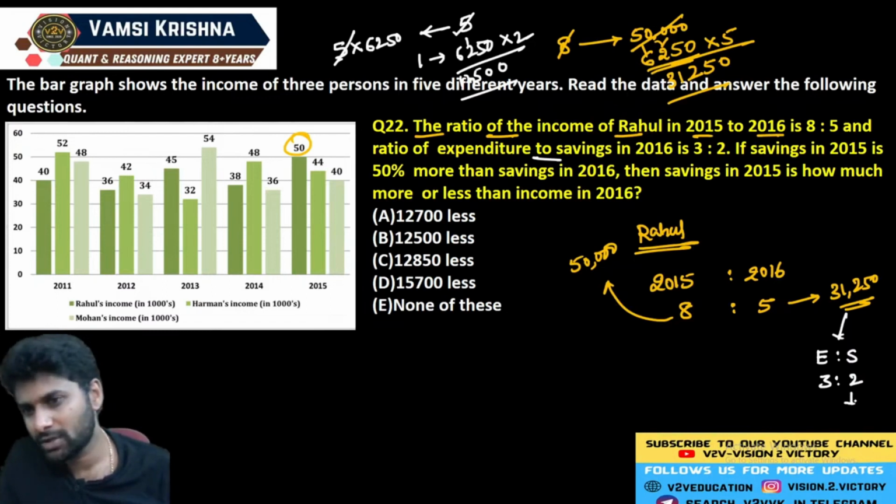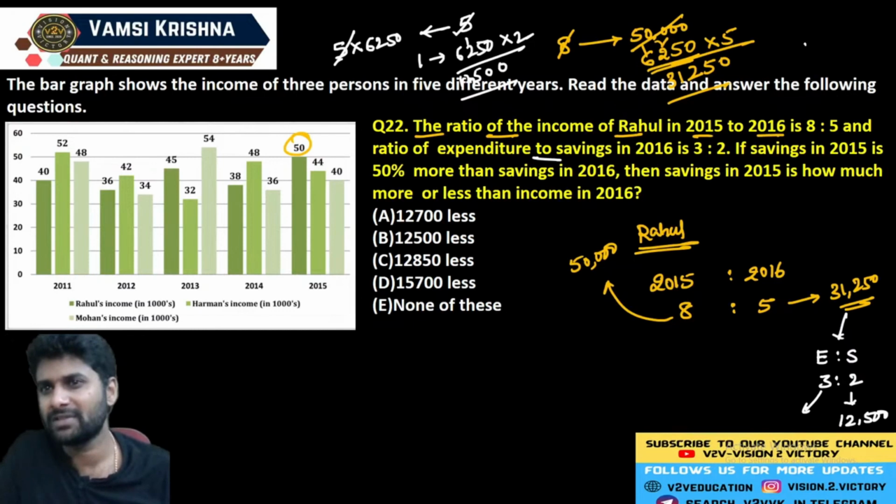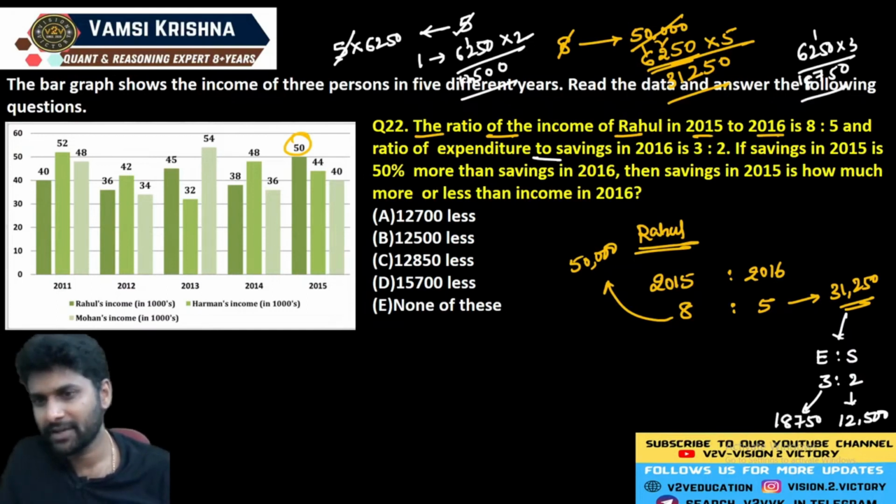Savings is exactly equal to 12,500. Now what about expenditure? Multiply with the 3 times. 6250 is multiplied by 3 times. It's a value of 18,750. Okay, we are done with this point.